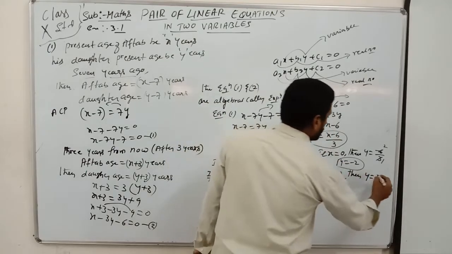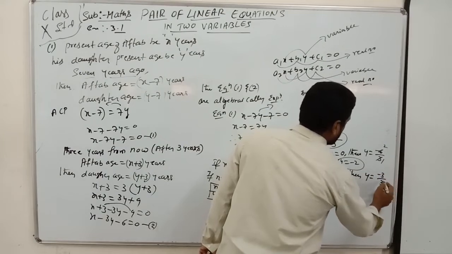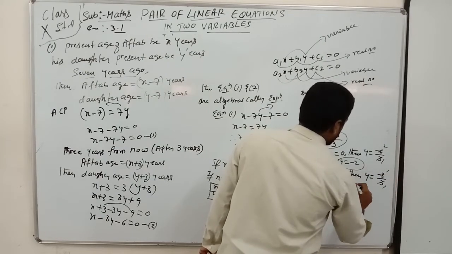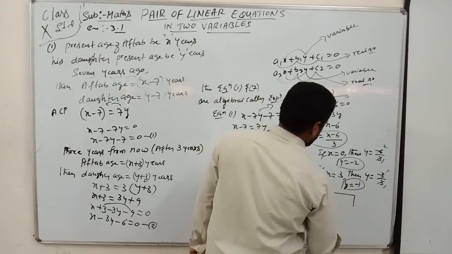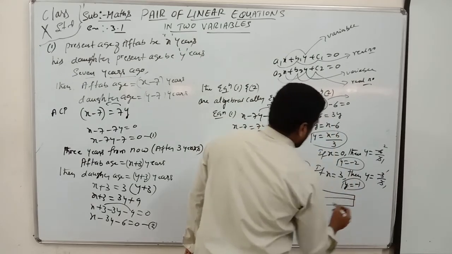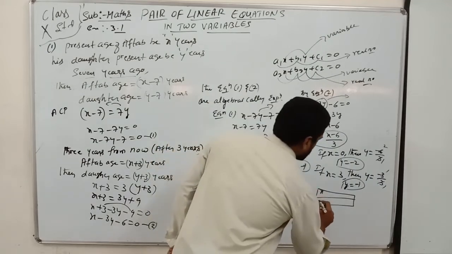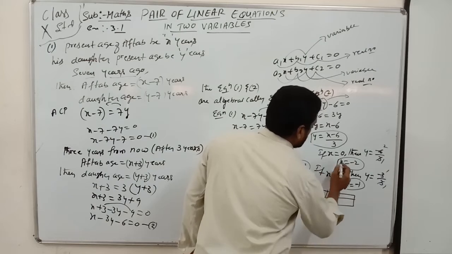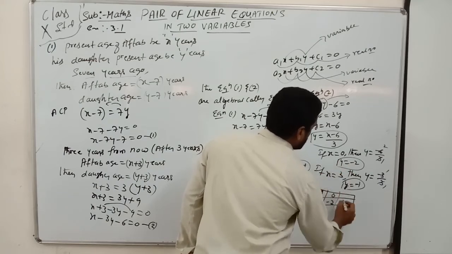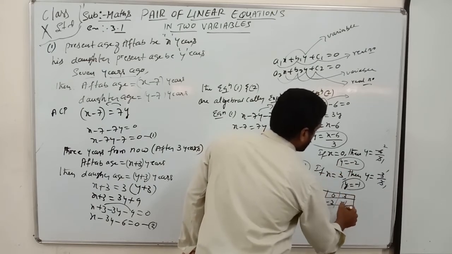Minus 3 by 3, correct? 3 1 ja. So y is equal to minus 1. Now again 2 values are enough here, so construct a tabular column. This is x, this is y. When x value is 0, y value is minus 2. When x value is 3, y value is minus 1.